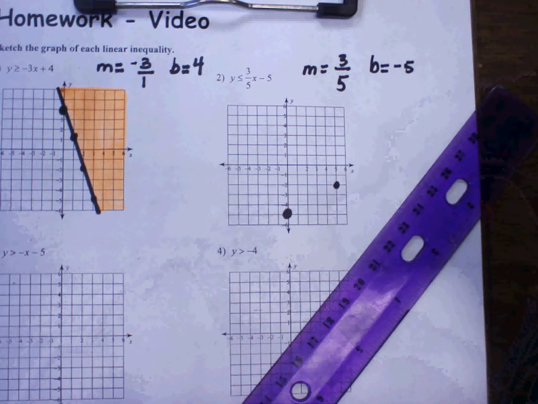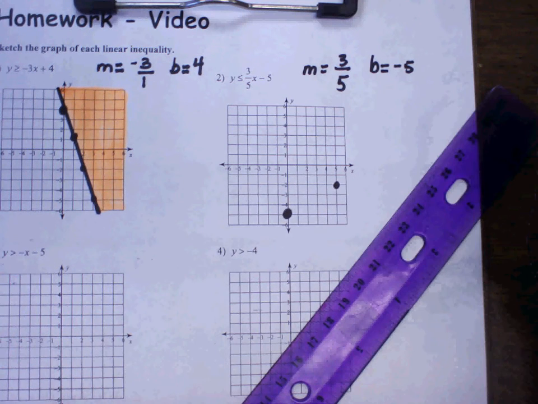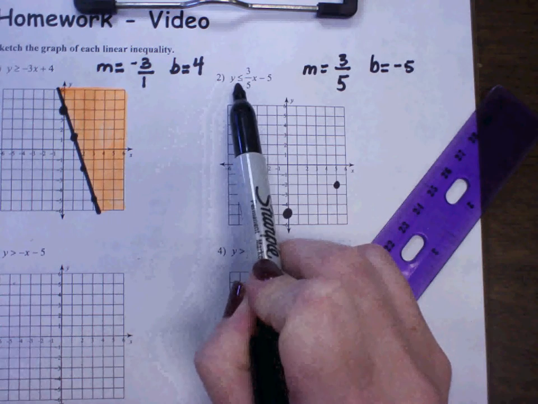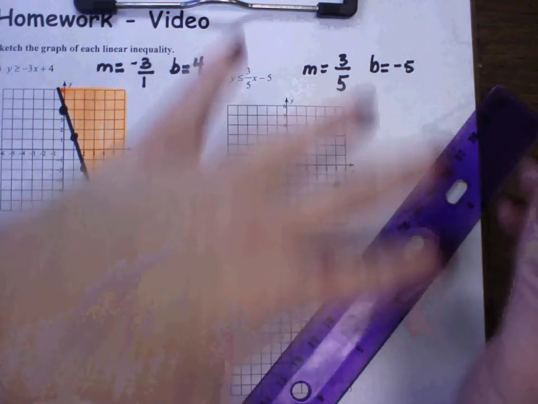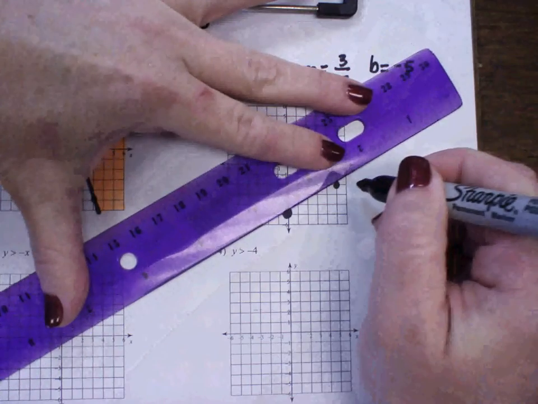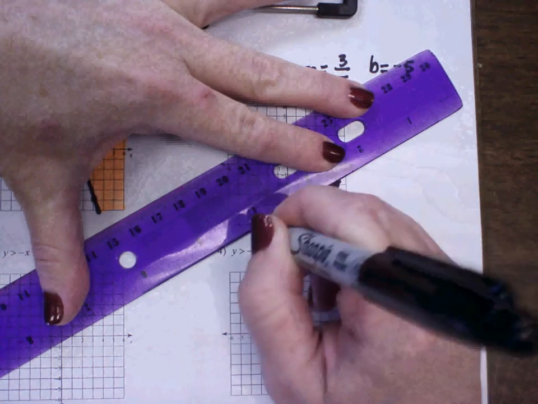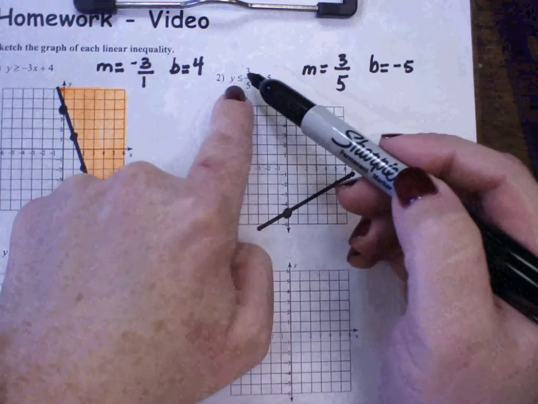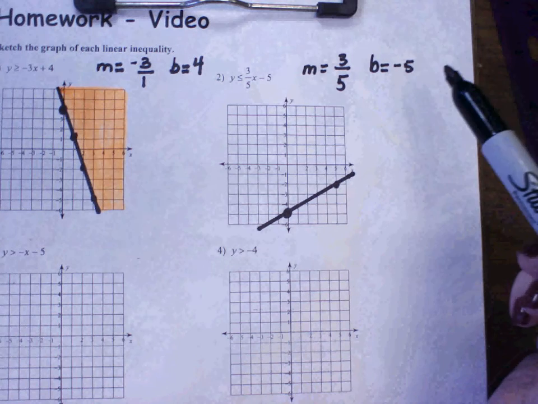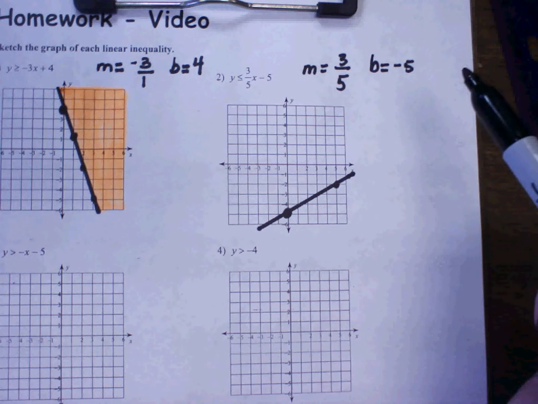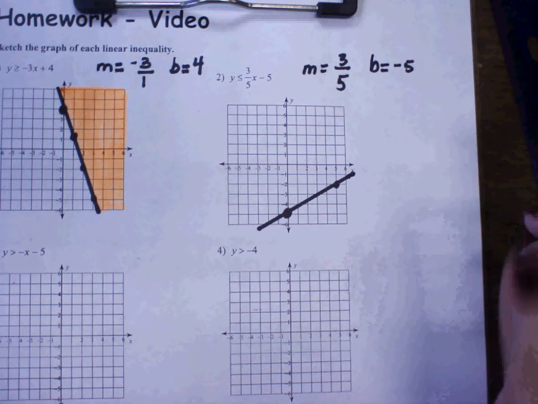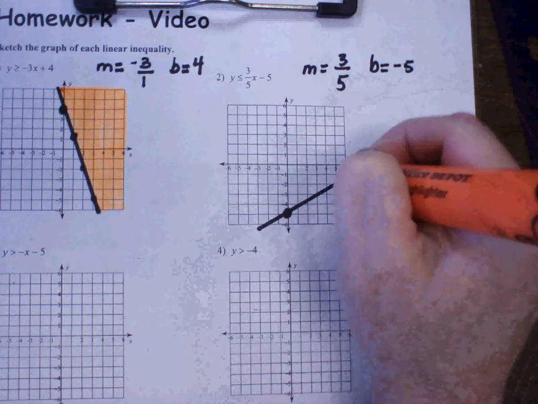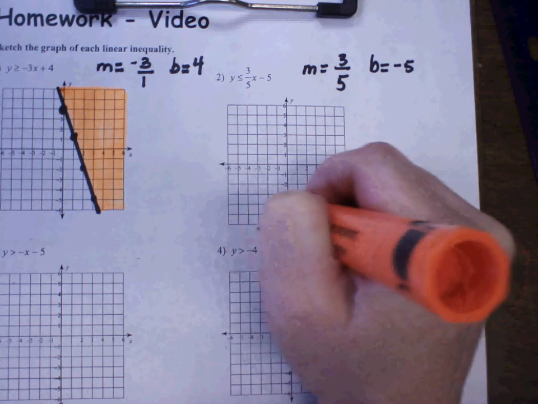Now that's not new, correct? Because you learned that in 7th grade. Now here comes what's new. Dotted line or solid line? Solid because it's equal to that line as well. So it's going to be a solid line. And if it's less than, do you shade up where the positive numbers are, or do you shade down where the negative numbers are? Down. Very good. Because it is less than.